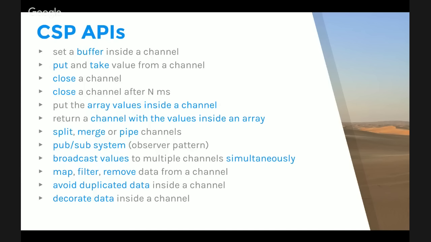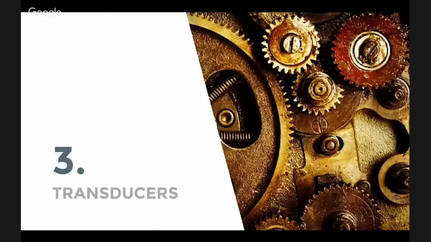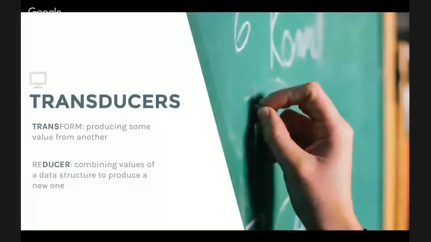You can insert an array of data instead of just a primitive value, a primitive variable. You can split, merge, or pipe the channel. That's interesting because you can, for instance, say, okay, I have one unique channel, and I want to split it up because I'm creating 2 objects. I can do that, or I can merge the 2 channels back into one unique one. I can create a pub sub system.